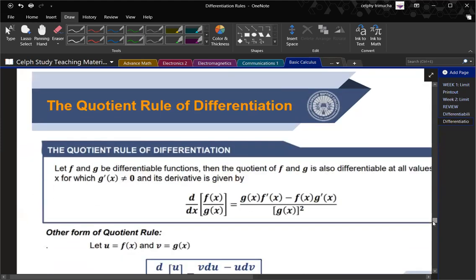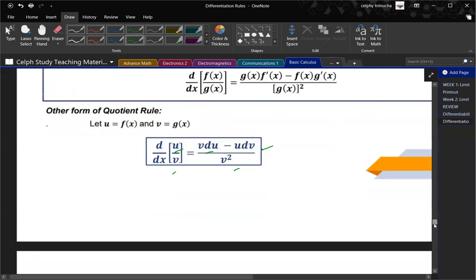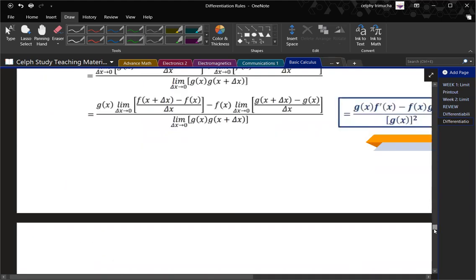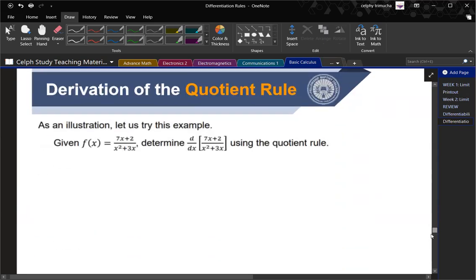For the quotient rule, we will have same ang format or ginagamit for product rule, but ang aton nga ginagamit ng equation is v du minus u dv all over v squared. So, v du minus u dv all over v squared. But ang aton nga u is ang aton nga numerator, ang aton nga v is ang aton nga denominator. So, pagkita ta lang through example, amo na yung derivation but we will not dwell na sa sina nga example.